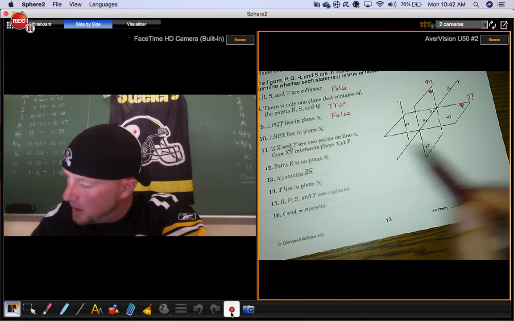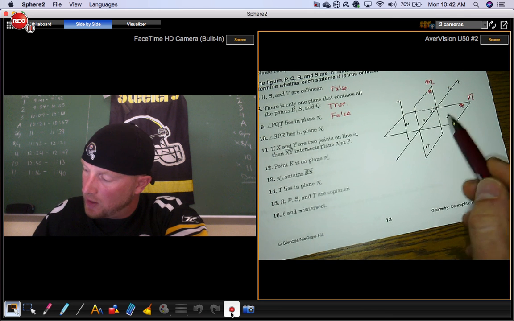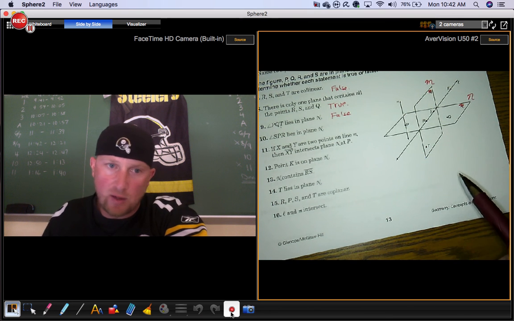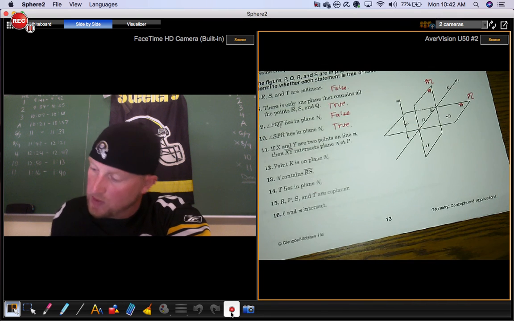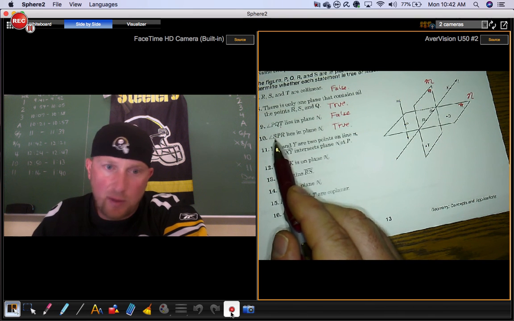Number 10, angle SPR. That's this angle. Is it on plane fancy N, that horizontal one? And it is. All 3 of those points are on it, so they would be coplanar. That angle would live on the plane.